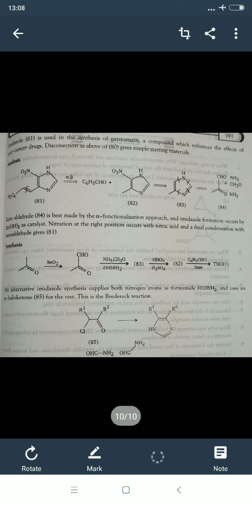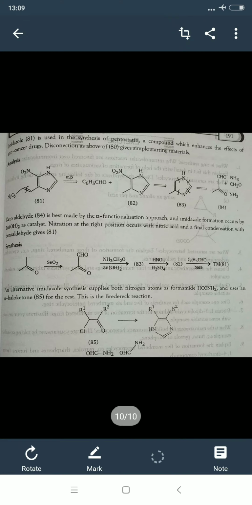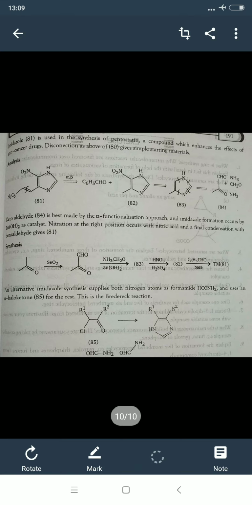An alternative imidazole synthesis supplies both the nitrogen atoms as formamide, HCONH2, and uses an alpha-haloketone 85 for the rest, and this is the Bredereck reaction. So the alpha-haloketone on reaction with two molecules of formamide, HCONH2, gives the imidazole, and this reaction is the Bredereck reaction. So this compound 81 can be prepared by the Bredereck reaction.